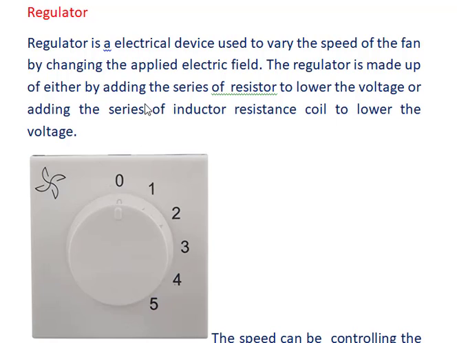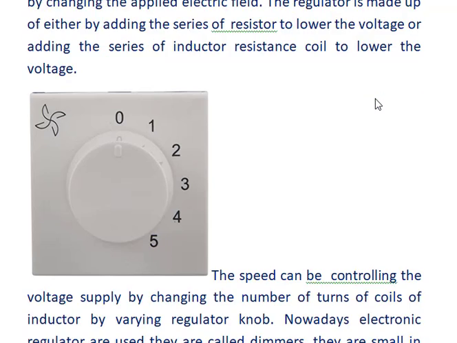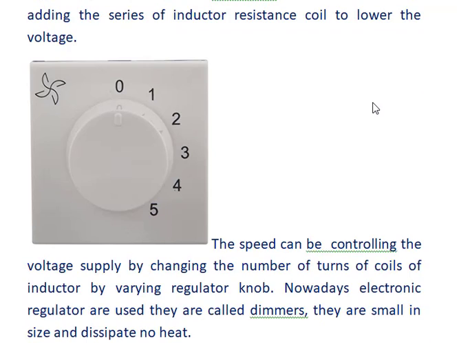The regulator is made either by adding a series of resistors, which is used to lower the voltage, or we can add a series inductor resistance coil to lower the voltage. The speed can be controlled by changing the number of turns of coils in the inductor by varying the regulator knob. But nowadays, electronic regulators are used. They are called dimmers.